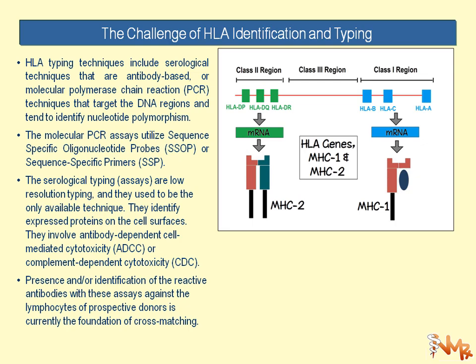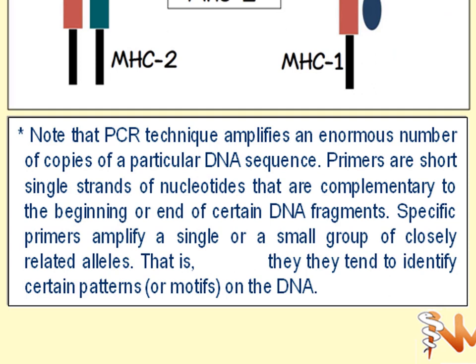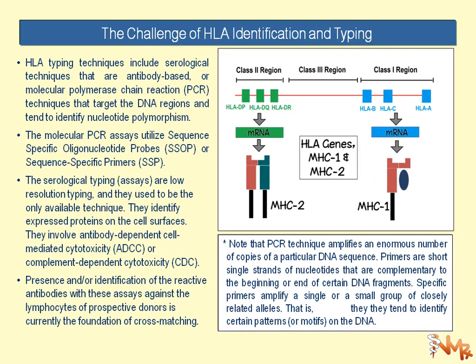I want you to note that PCR technique amplifies an enormous number of copies of a particular DNA sequence. Primers are short single strands of nucleotides that are complementary to the beginning or end of certain DNA fragments. Specific primers amplify a single or small group of closely related alleles. That is, they tend to identify certain patterns or motifs on the DNA.